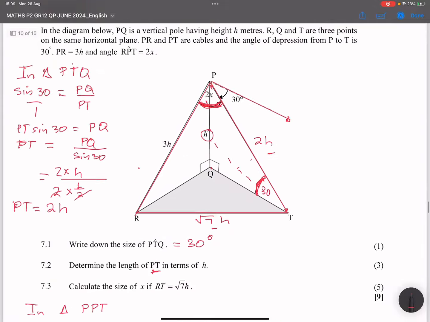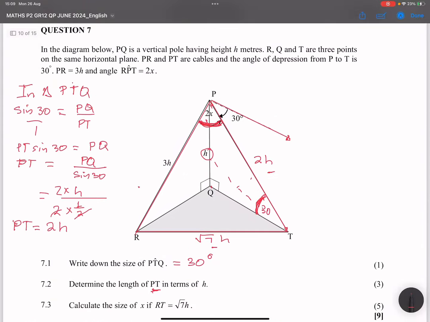I hope that you've got that. By the way, I would still advise, please go and watch my video on how to solve for 3D trigonometry. It would really make this section much easier for you.